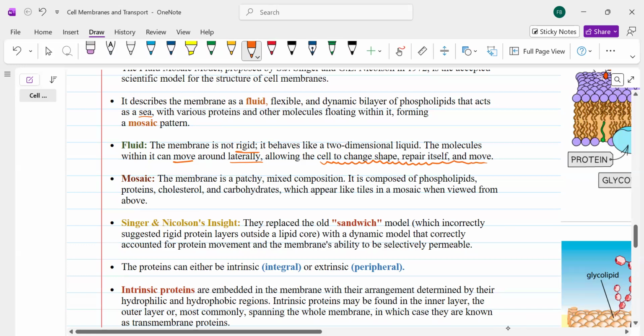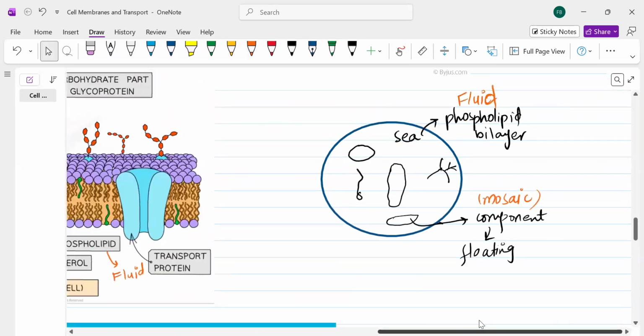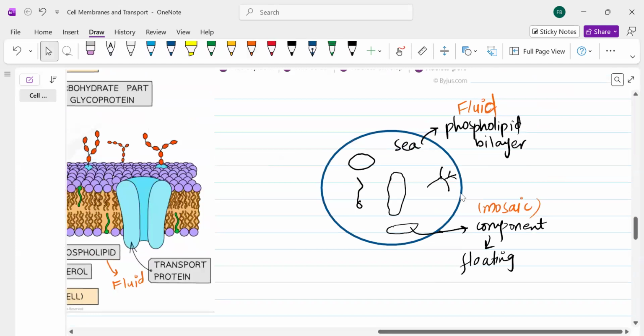Because when we talk about the plants, we say that plant cells are rigid. Their shape is not flexible. The shape is the same, like there is a large vacuole in the center. But when you talk about the animal cells, they can change their shape. Yes, there is flexibility. And why is there flexibility? Because phospholipid acts as a sea. It is flexible in nature.